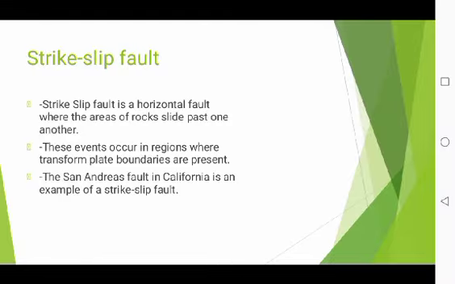Strike-slip fault. A strike-slip fault is a horizontal fault where areas of rock slide past one another. These events occur in regions where transform plate boundaries are present. The San Andreas Fault in California is an example of a strike-slip fault.